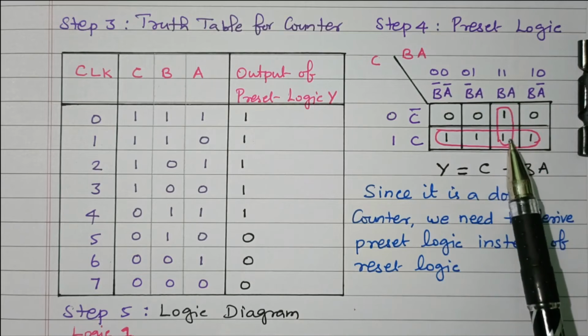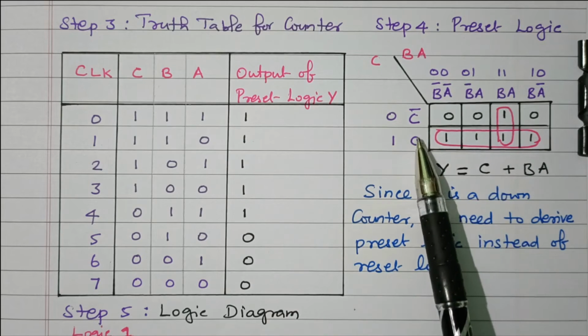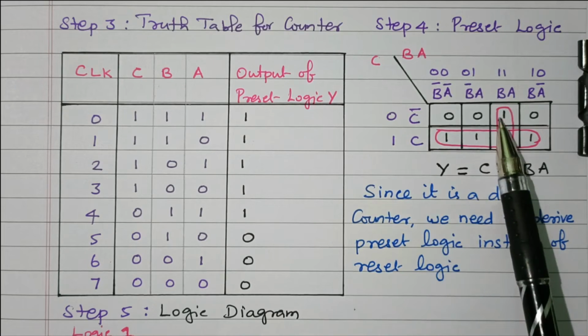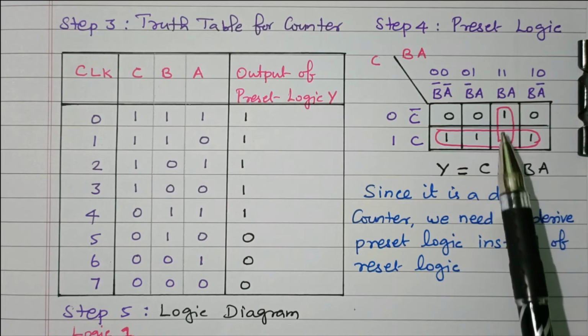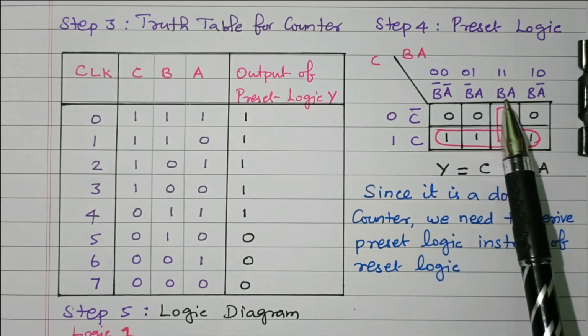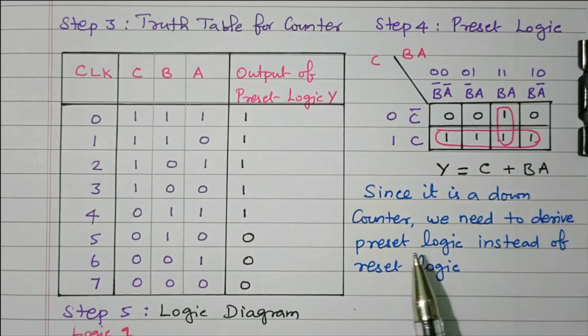While grouping these two cells, we have to refer the corresponding first row as well as second row. First row, second row, C bar C is there, got cancelled. The corresponding column, third column, BA. So only BA. This row cancelled, only column is there, BA. So Y equal to C plus BA.